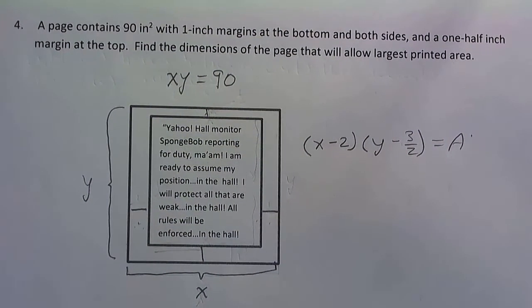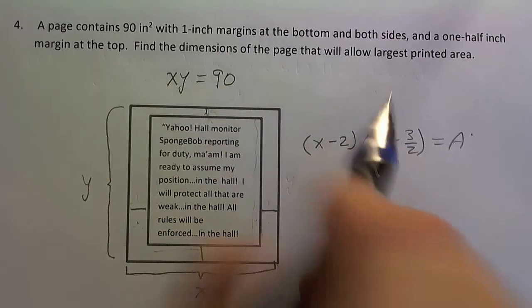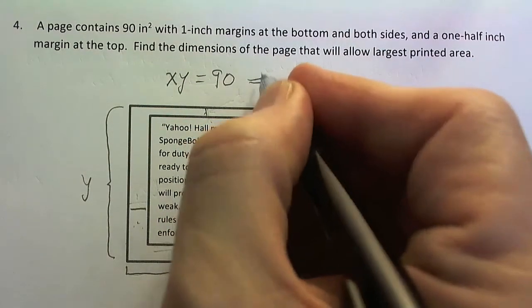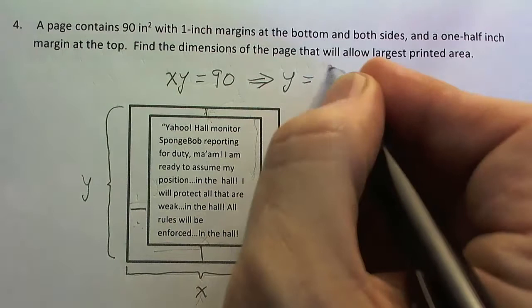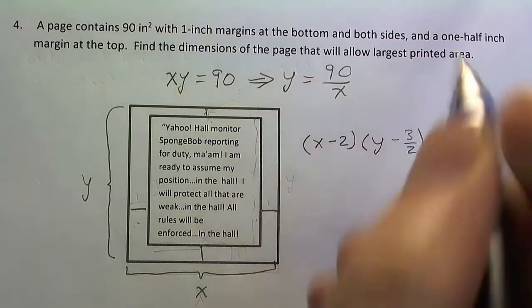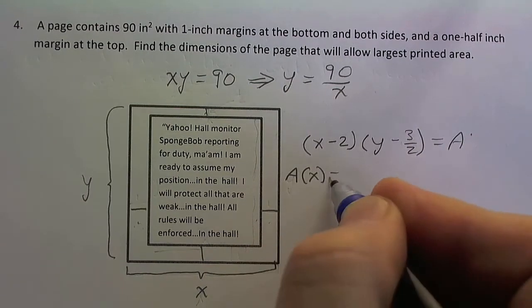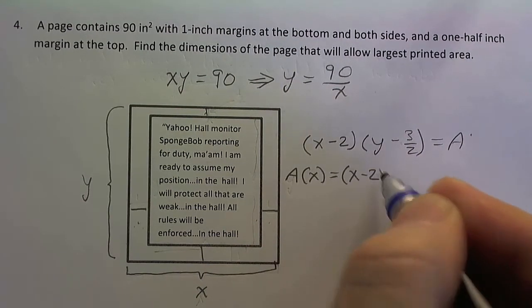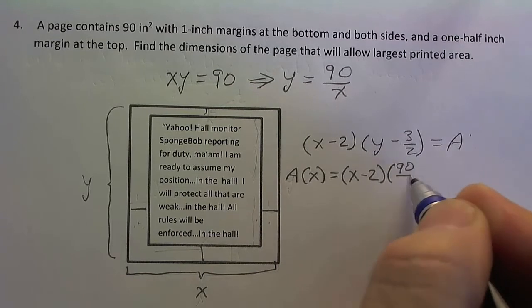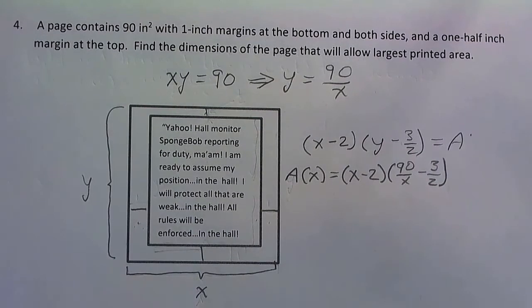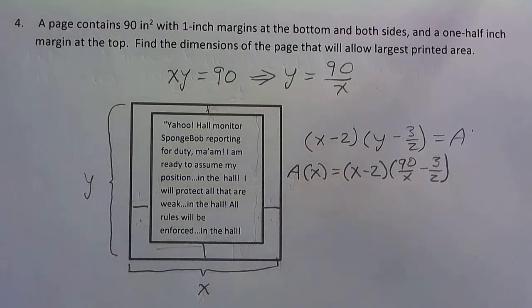Now what I need to do is use this constraint to get rid of one of these variables. I think I'm going to get rid of the y, so I'm going to say y equals 90 over x. So now I have A of x equals x minus 2 times 90 over x minus 3/2. And that's what I have to differentiate and set equal to 0. That one right there.